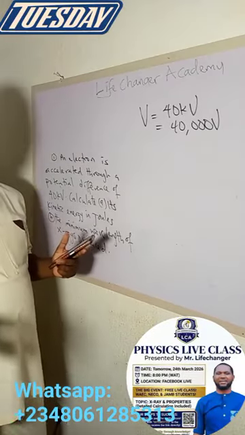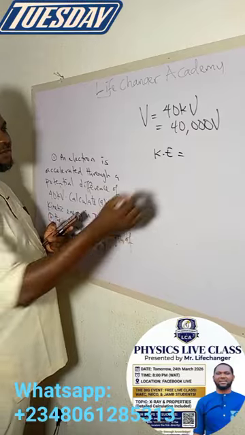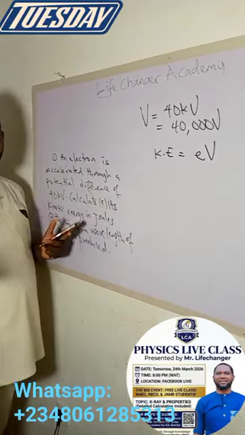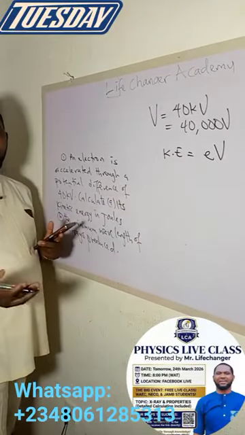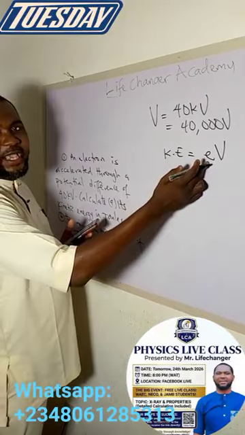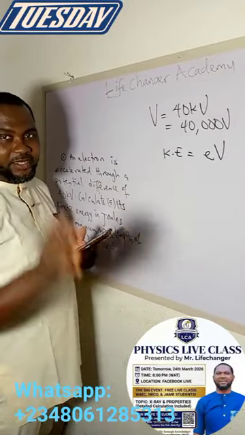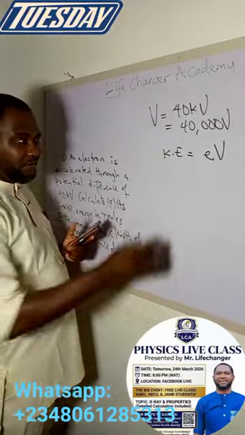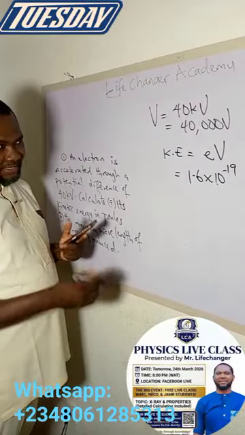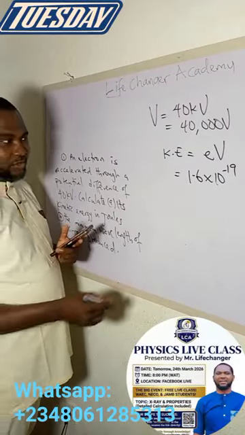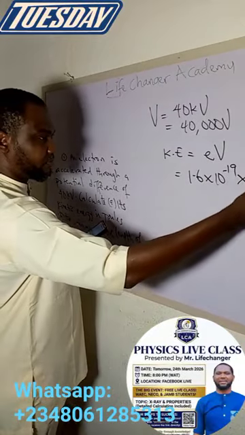Now, the kinetic energy. Since we are given the potential difference, the formula to use here is simply eV, where e is the charge of an electron and V is the potential difference. The e here, the charge of an electron, is a constant value anywhere, in Nigeria, in the US, anywhere. The constant value is 1.6 times 10 to the power minus 19, multiplied by V, the potential difference, which here is 40,000.